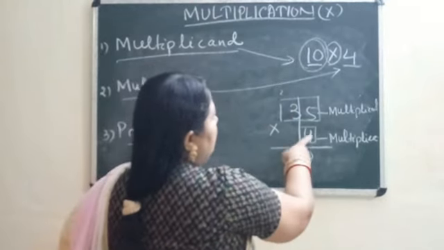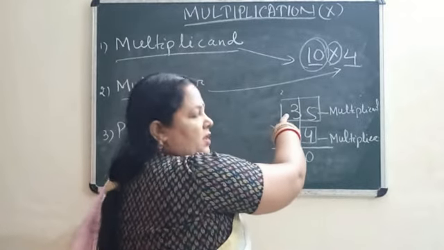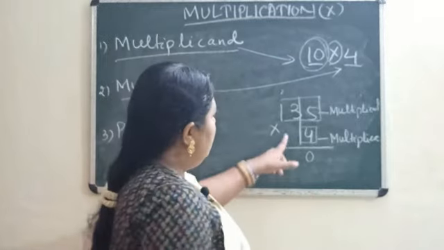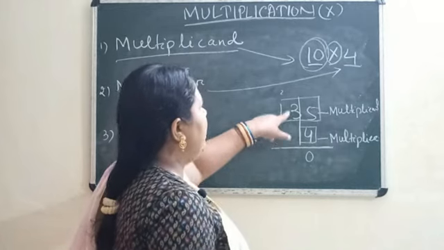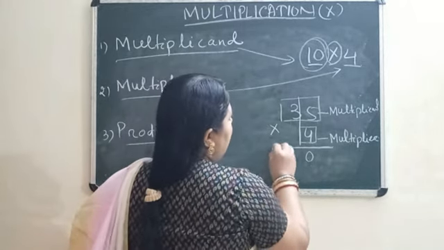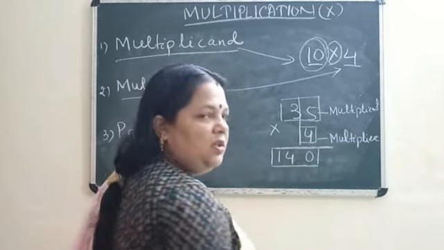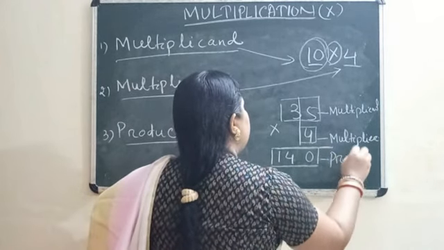Now come to the tens place. Again you will multiply with your tens digit. So 4 3s are how much? 12. 12, and this carry forward you will add. 4 3s are 12 plus 2, we are getting 14. So the answer after multiplying, we got 140, and this is called your product.